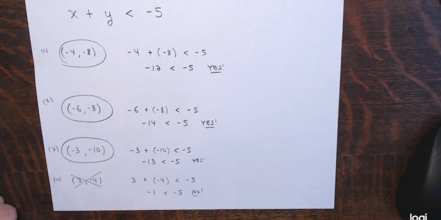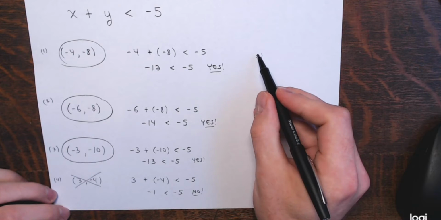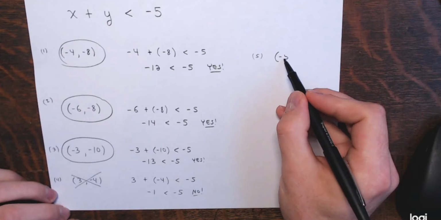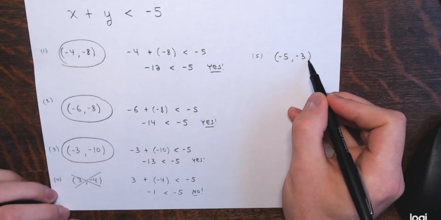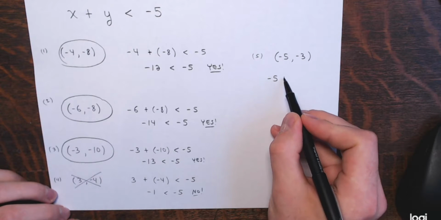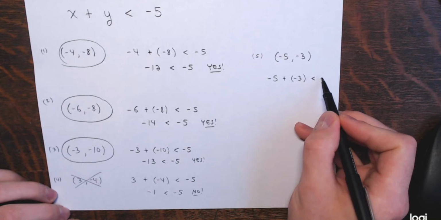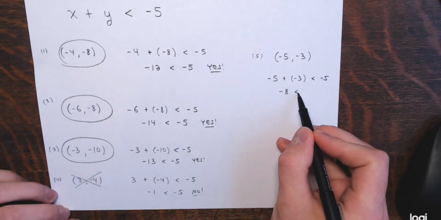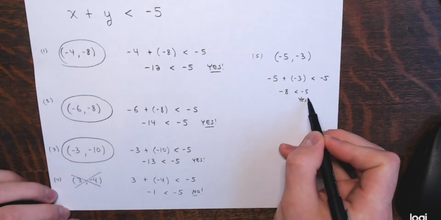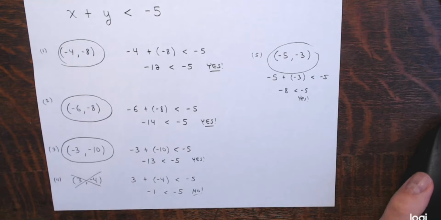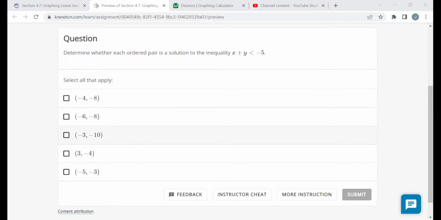All right, and then the final one. The final ordered pair we're given is negative 5 for x, negative 3 for y. Plug negative 5 in for x, plus, and then negative 3 in for y. Is this less than negative 5? Yes. Negative 8 is less than negative 5? Absolutely. So of all these ordered pairs, only one of them wasn't a solution of this inequality. Right? So back on the assignment, I'm selecting all except for the ordered pair 3, negative 4.